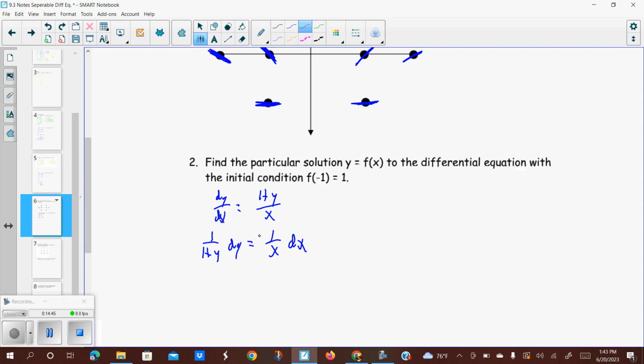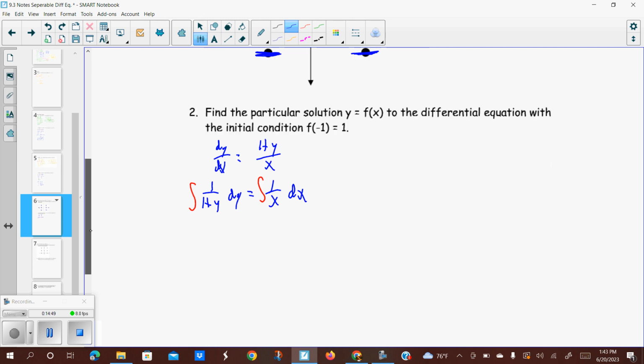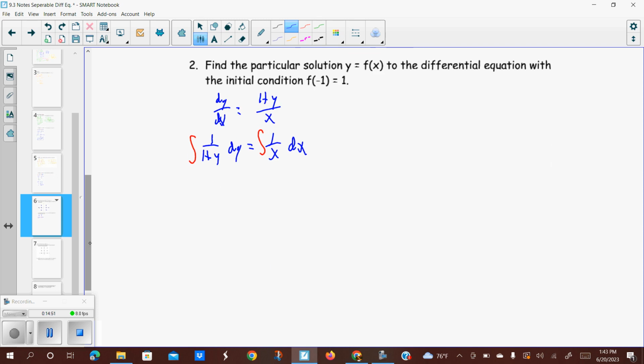Okay, we can now integrate, so we can take antiderivatives on both sides. The antiderivative of 1 over 1 plus y, remember if that was 1 over 1 plus y squared, that would be an inverse tangent. This is linear in the denominator. It's 1 over 1 plus y, so again, it's just a natural log, absolute value of 1 plus y. And the right side, 1 over x, is the natural log absolute value of x plus c.